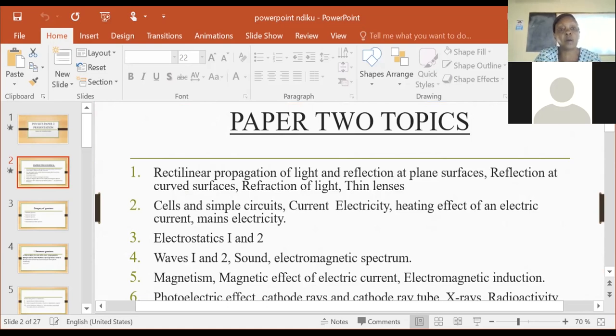Then we also have cells and simple circuits, that is Form 1, current electricity Form 3, heating effect of an electric current Form 3 also, and mains electricity Form 4. All those deal with electricity. So we can have a structured question carrying all through from along those topics. We have electrostatics of Form 1 and electrostatics of Form 3, that is electrostatics 2.